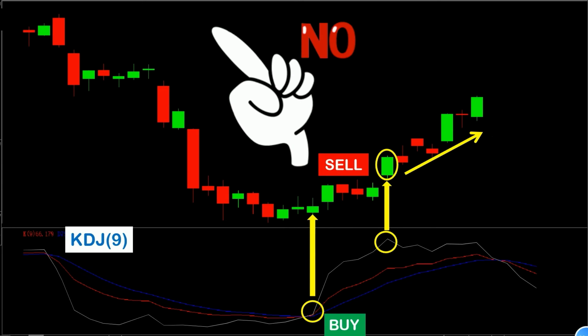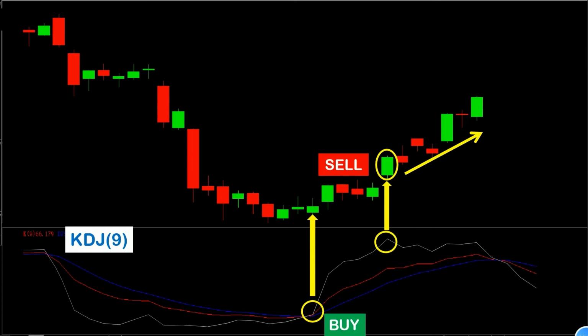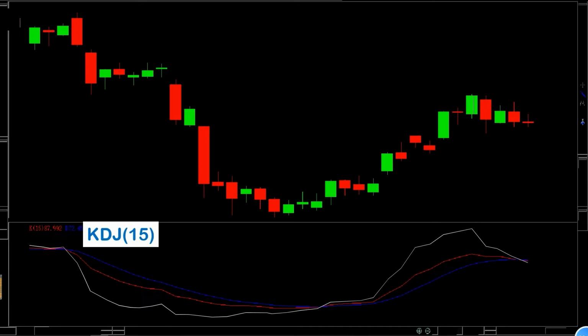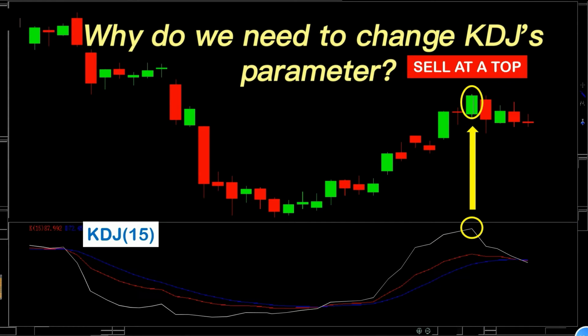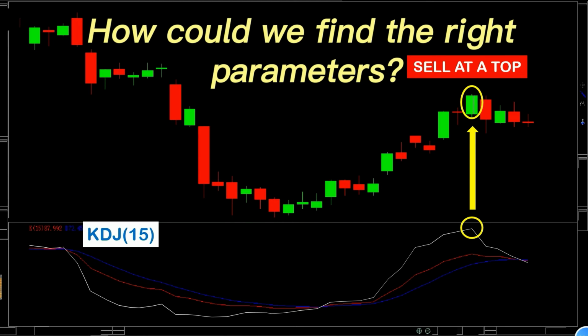Of course not. Now is the miracle moment. Look at this chart. The same indicator, the same candlestick chart. I only changed the parameter, which could help you to sell at the top. Then why do we need to change KDJ's parameter? And how could we find the right parameters? This video gives you the answer.